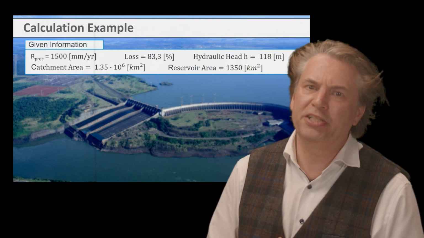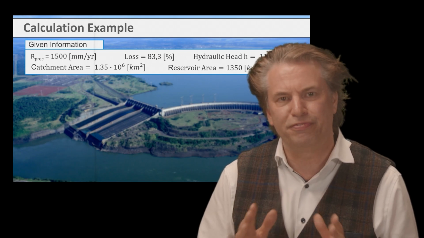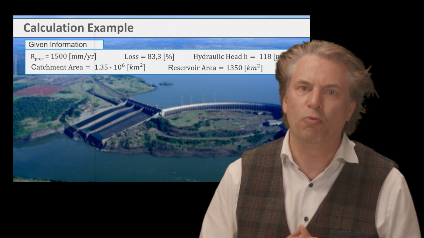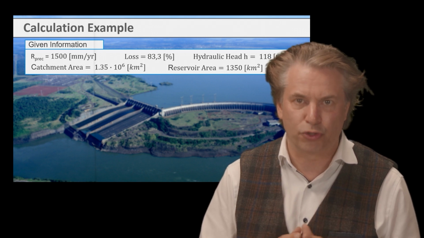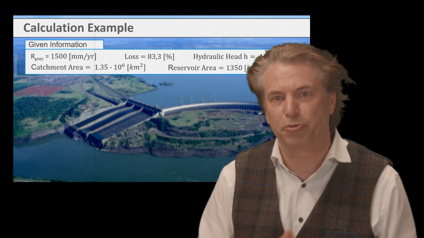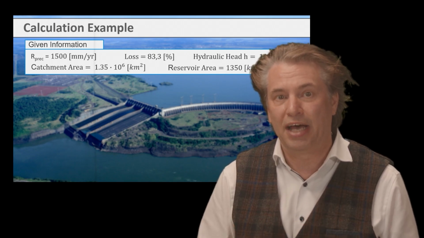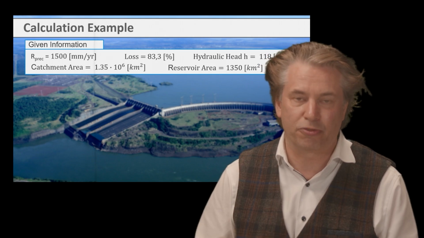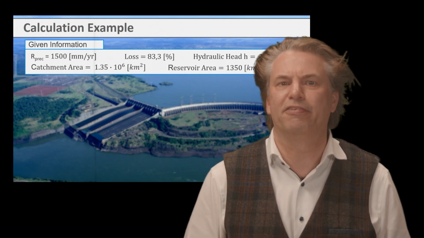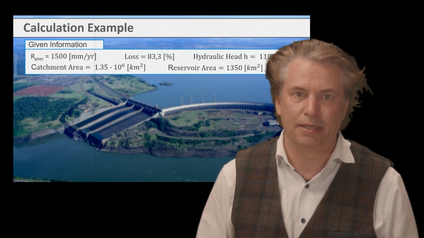The typical precipitation in the region around the Itaipu Dam is around 1500 millimeters of rain per year, and there is no meltwater from mountain snow or glaciers. However, vegetation and evaporation is responsible for 83% of this water to be lost and is not collected by the water reservoir behind the dam. Additionally, the height difference between the source and the outflow of the dam is 118 meters.